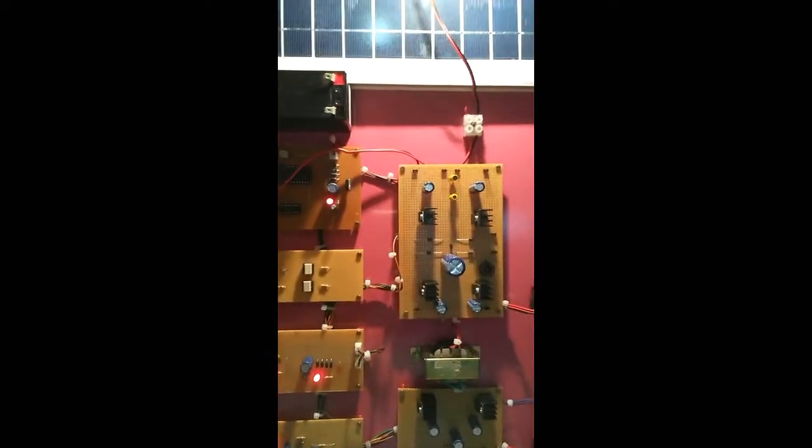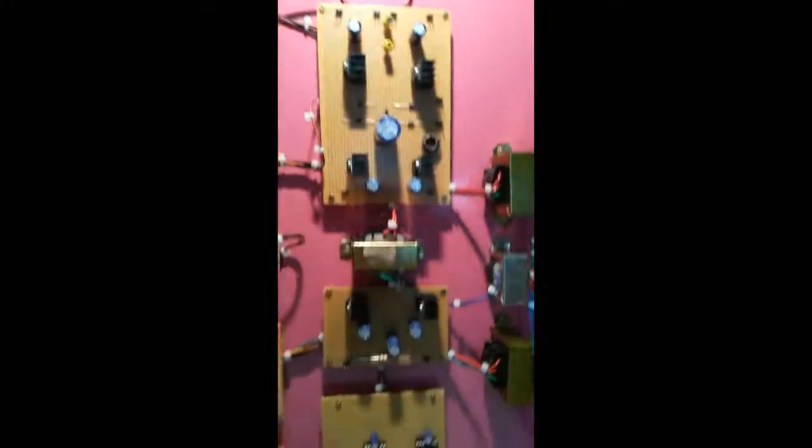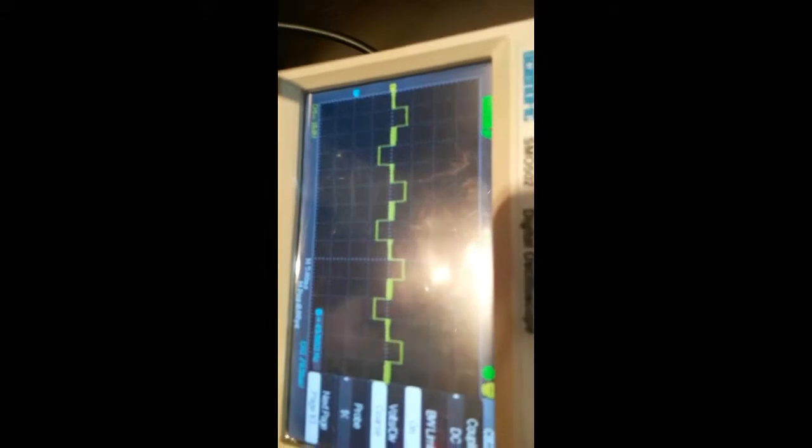Now to check the operation, whether it works on PV alone without battery and without wind, we are removing this wind connection and the battery connection, and we are checking our AC output by connecting a probe across this point, and this is our obtained AC output.